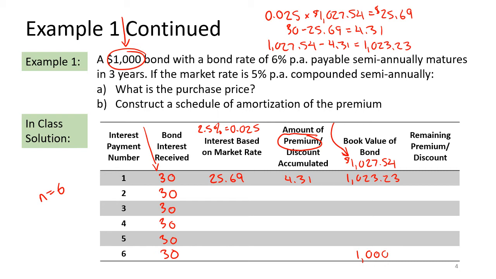Our last column is our remaining premium, in this case premium, not discount. You'll see in the second example a discount. So the premium we paid is simply the book value, $1,027.54 at the start, minus the face value of the bond. So in this case, it's $27.54. Again, that's at the very start. So that's the extra amount of money we paid to receive this bond. In other words, the premium. So the amount remaining is simply the amount we started with for a premium.